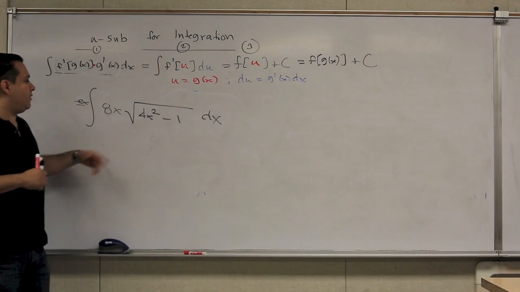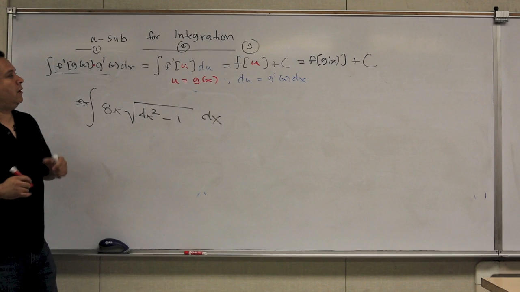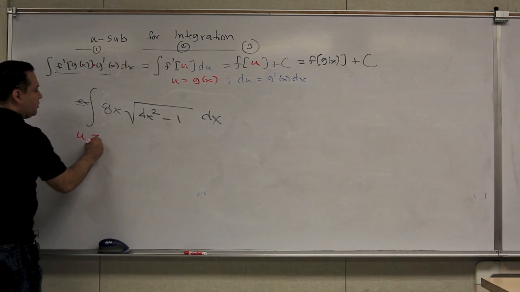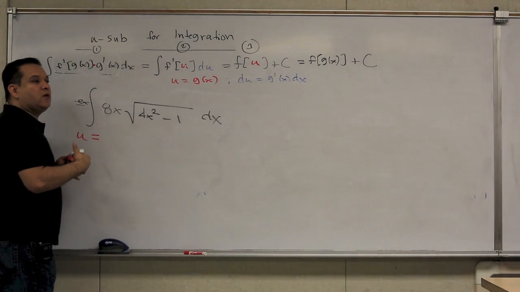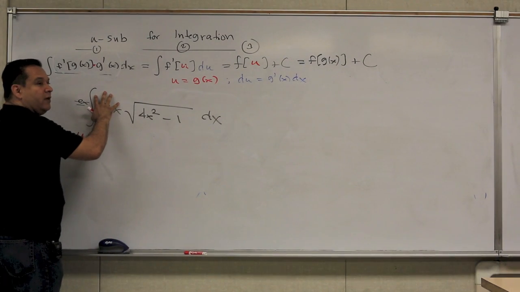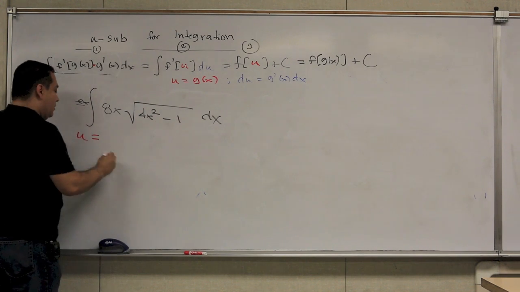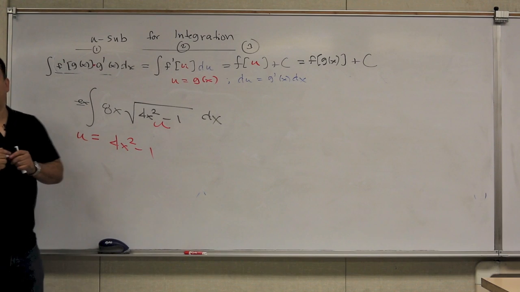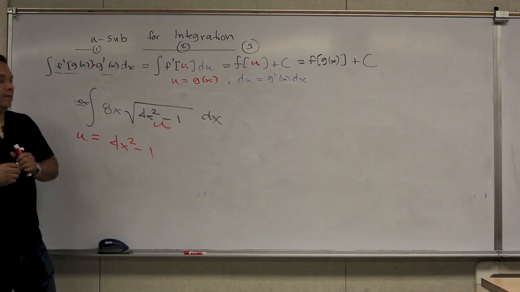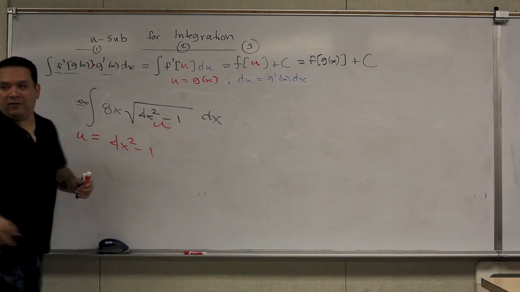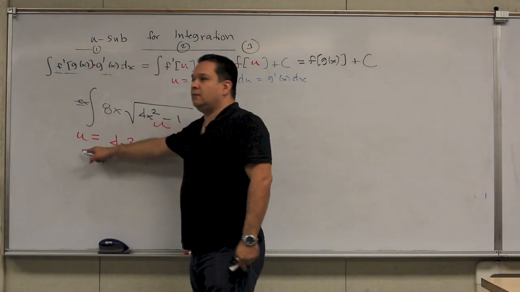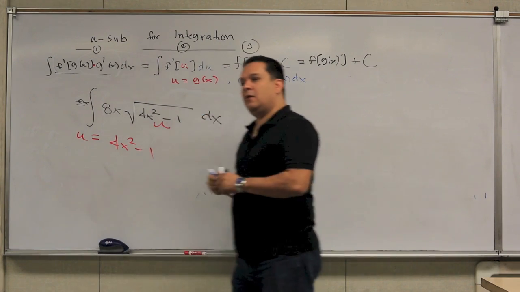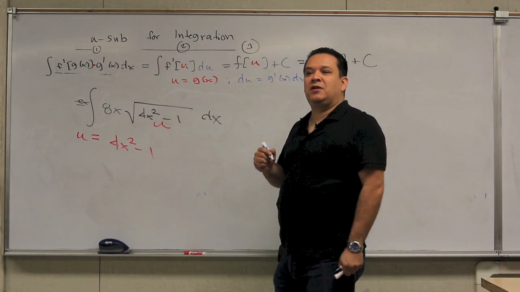Could you tell me now for this problem, what's your u? What's u going to be? Remember, u is always your inside function from chain rule. So you're kind of ignoring this, right? You're finding the inside function. The inside function is 4x squared minus 1. You're right, this is your u. It's the composition of functions again. Now, once I have u, let's ask you, what's du dx?